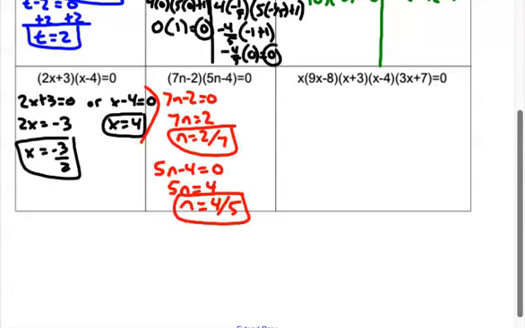So there's answers to the first two. The first one, you should have had answers of -3/2 and 4. The second one, you should have had answers of 2/7 and 4/5. So that's what we should have been looking at here.